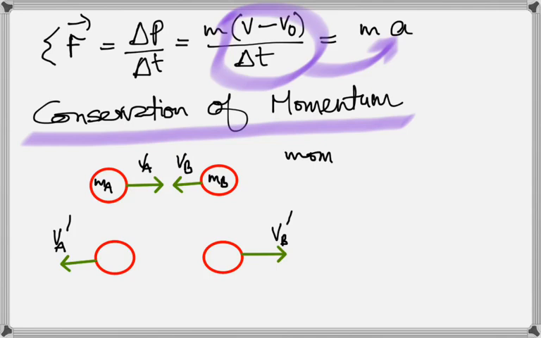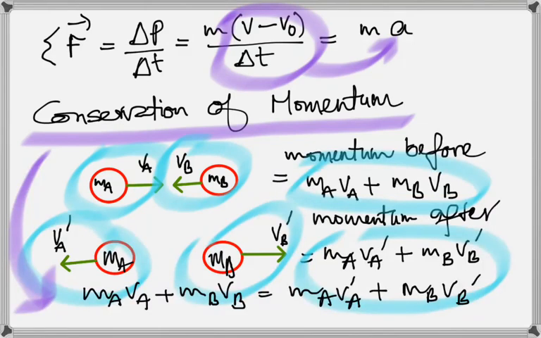Okay? Now, who can tell me the total momentum before collision? What is their total momentum before collision? You have m_A times v_A, that's the momentum of the first one, isn't it? And then you have m_B times v_B, the momentum of the second one. So what's the total momentum before they collide? Add them up: m_A v_A plus m_B v_B.